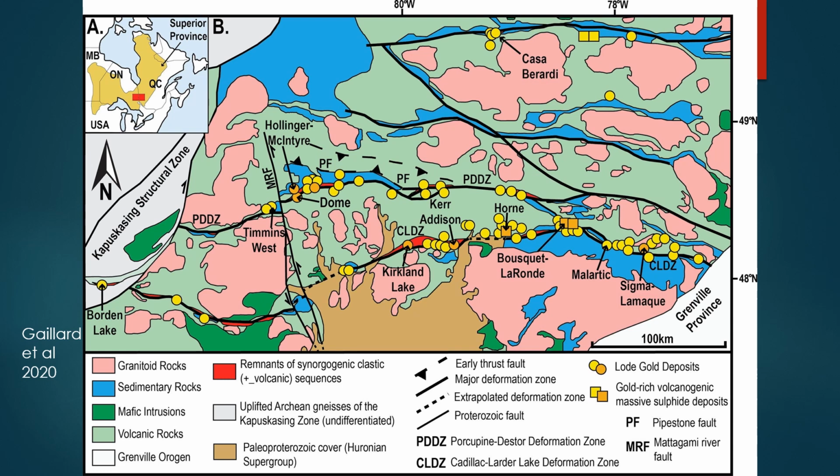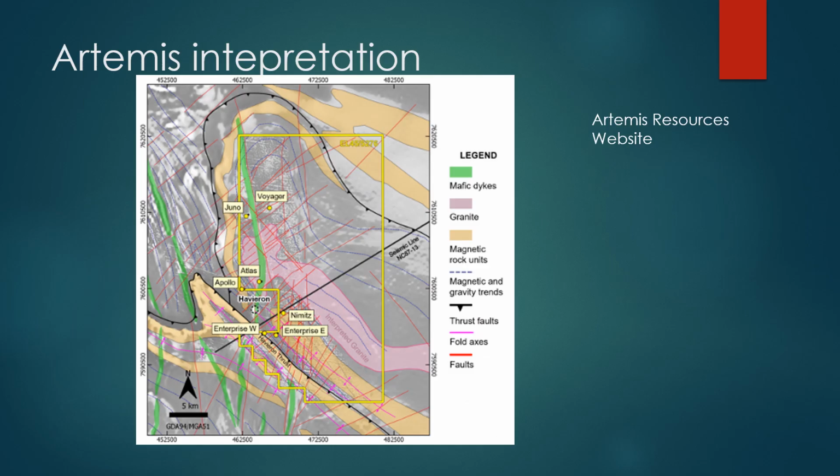We also see Malartic located over here, which is an intrusion-related gold deposit. But all the way along, we get different mineral deposit models located and concentrated along this deformation zone, such as Kirkland Lake, which is a company in itself, and Sigma-Lamaque, which is a very gold-rich orogenic gold deposit. But the point is that we've got a bunch of intrusions passing through metasedimentary rocks located very close to a crustal scale deformation zone.